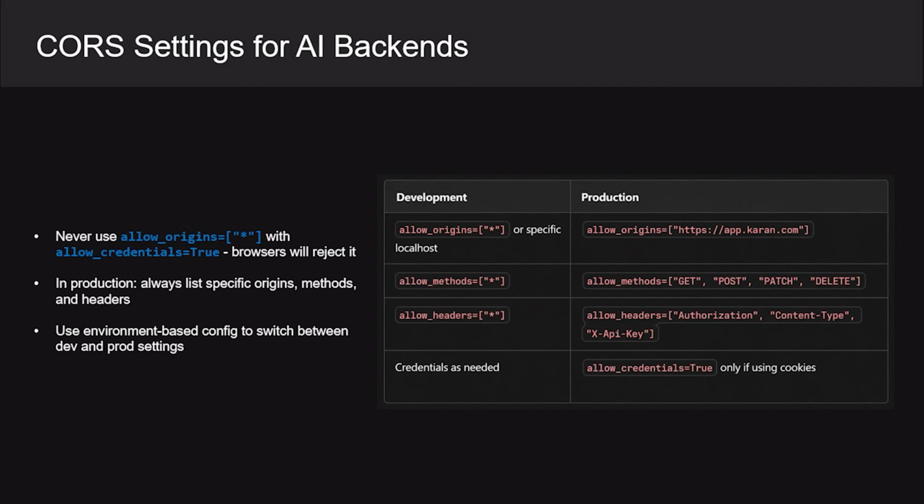And the bottom of the slide shows the clean way to handle this. Store your allowed origins as a comma separated string in settings. Split it at runtime and pass it to CORS middleware. Now your CORS config changes with your environment without touching the code.